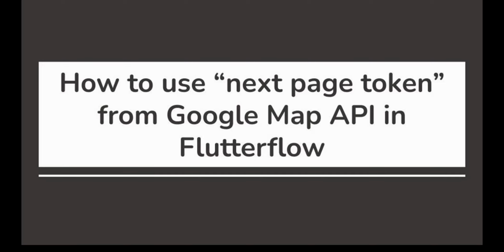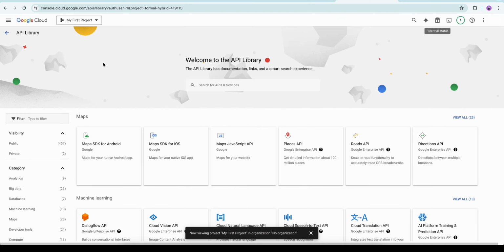In this video, I'm going to show you how to use next page token from Google Map API in FlutterFlow. This is really useful when you want to get Google Map data into your application in FlutterFlow. First of all, you have to go to Google Cloud API library. There is something called Place API.